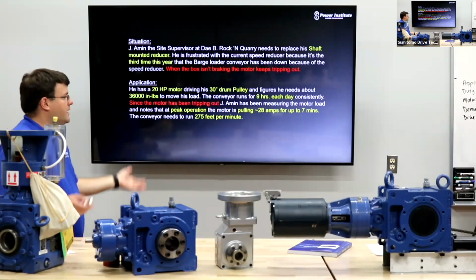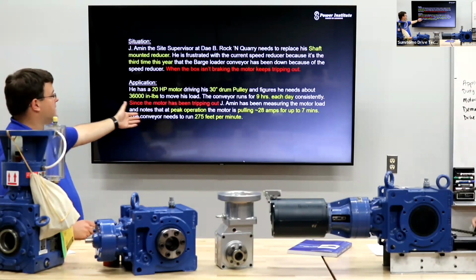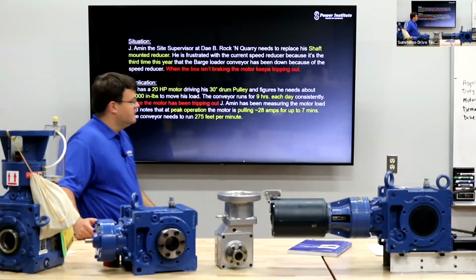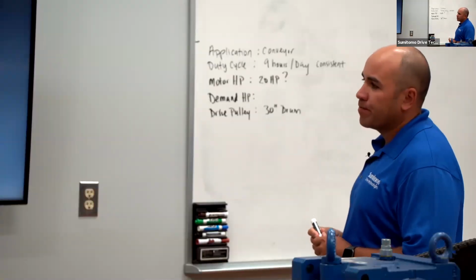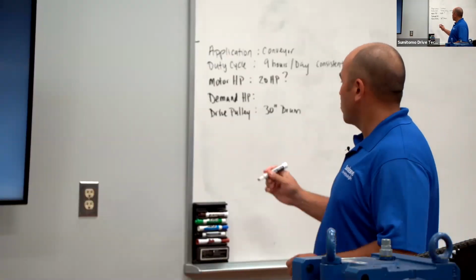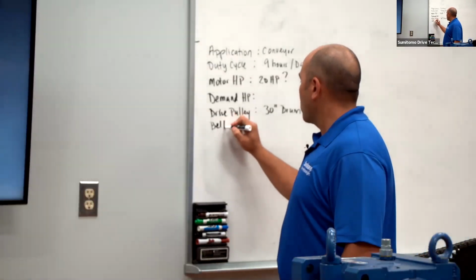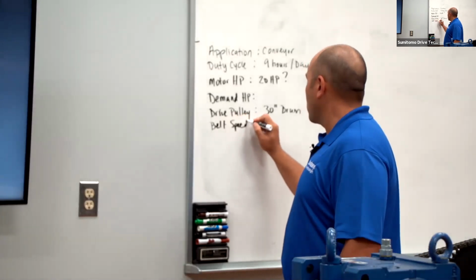What is their required speed? And with this application, we need the diameter to get that speed. Sure. Okay. Belt speed. So how fast does he want his end product to move? So that's this 275 feet per minute there.